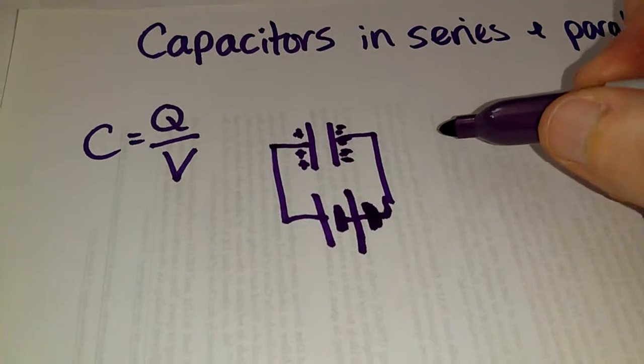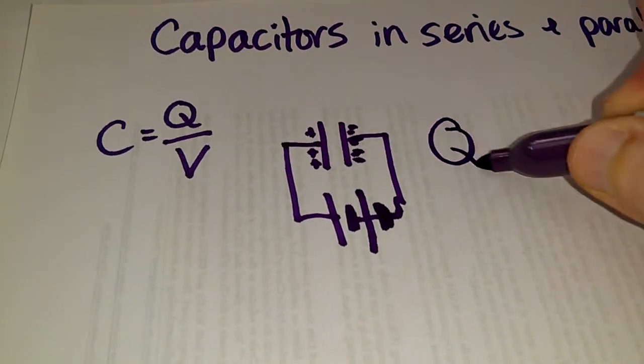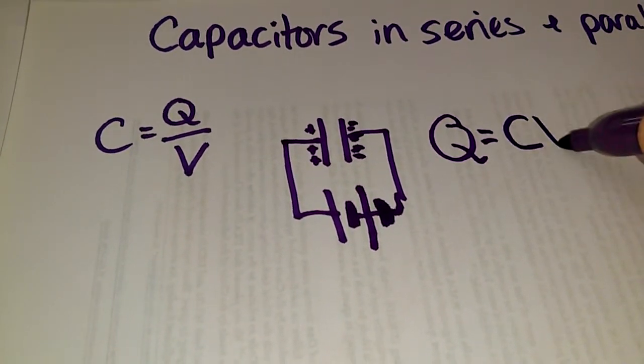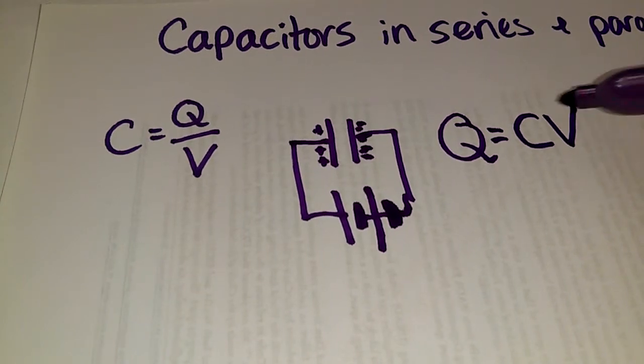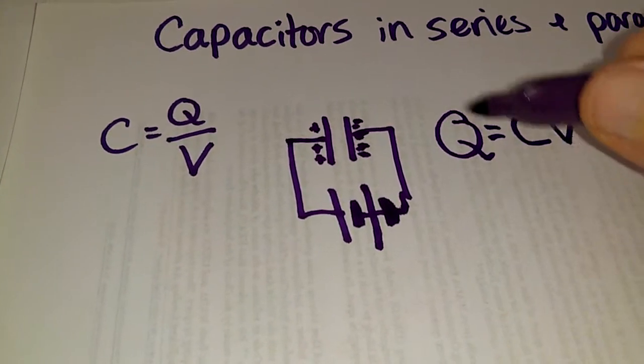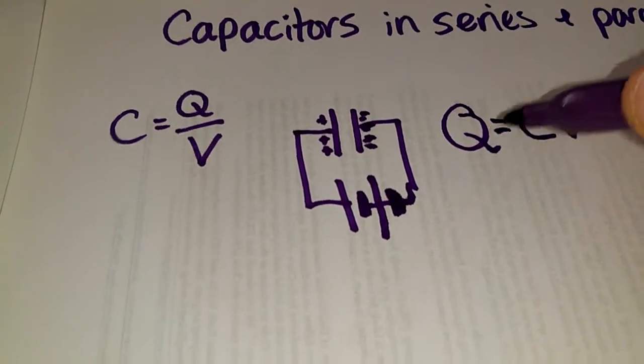Now, if we just rearrange this equation, I like it as Q equals CV. That makes sense, doesn't it? Double the potential difference on a capacitor, you'll double the charge stored. Right, let's see what happens when we've got series and parallel. So we'll start with parallel.